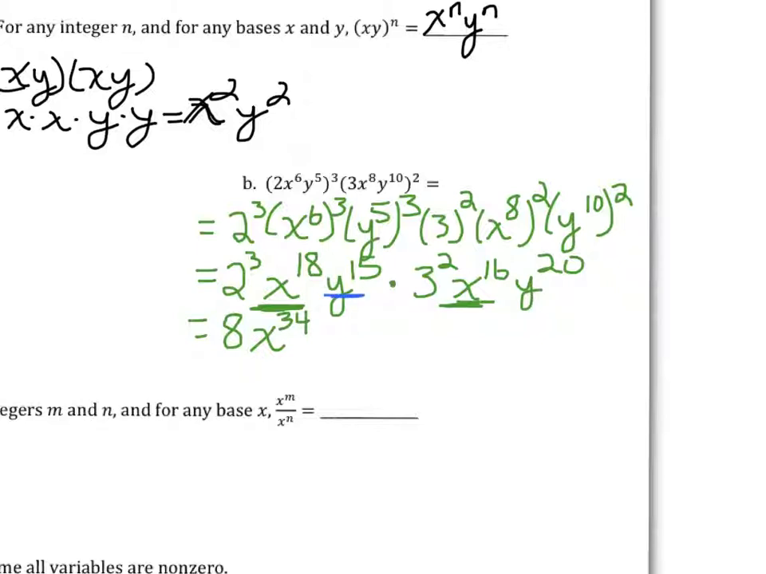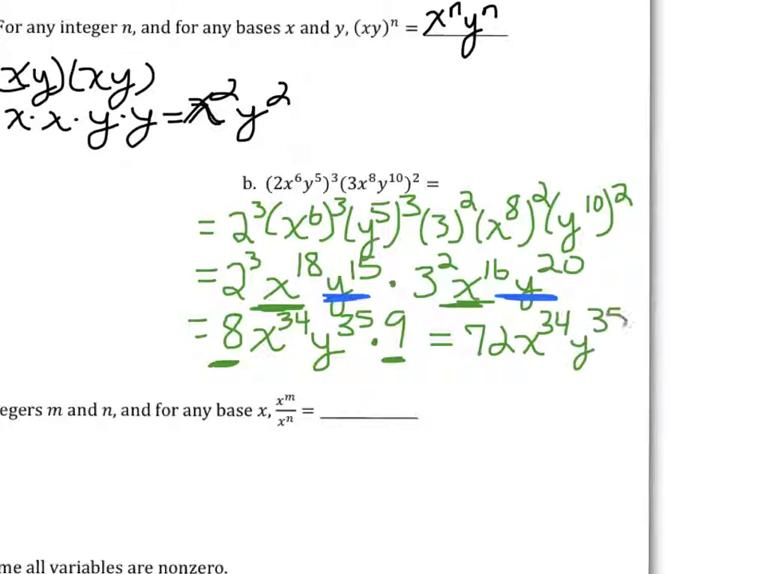Similarly, I have a y to the 15th and a y to the 20th. If I add those together, I'm going to get y to the 35th power. And 3 squared is 9. And that way, the only thing that I have to do to simplify is to multiply my 8 by my 9. That is 72. X to the 34th, y to the 35th.